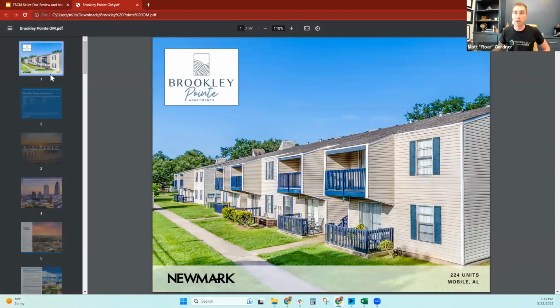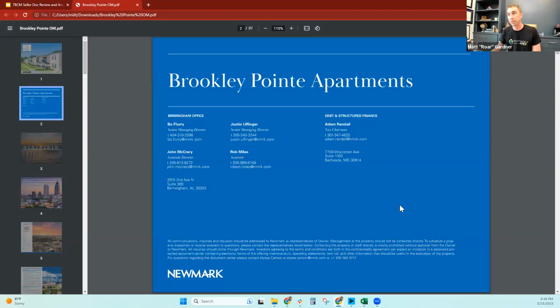Okay, so this is an offering memorandum. Typically you're looking at anywhere from 20 to 50 pages in length, depending on how in depth they're going to be. This is for Brookley Point Apartments, and this is one of the ones we're currently underwriting to see if we want to pursue this, and if we do want to pursue it, what our offer is going to look like. So 224 units right away. I can see how many units it is, where it is in Mobile, Alabama, and we can jump right into it from there.